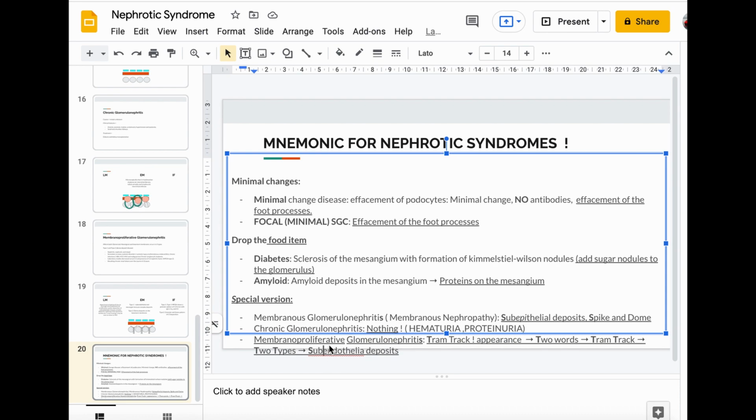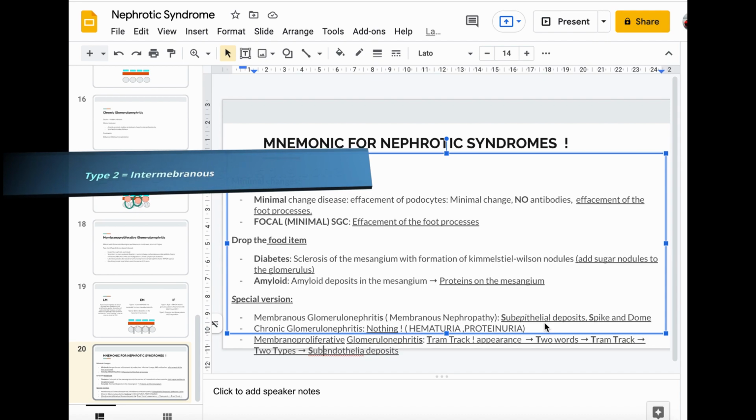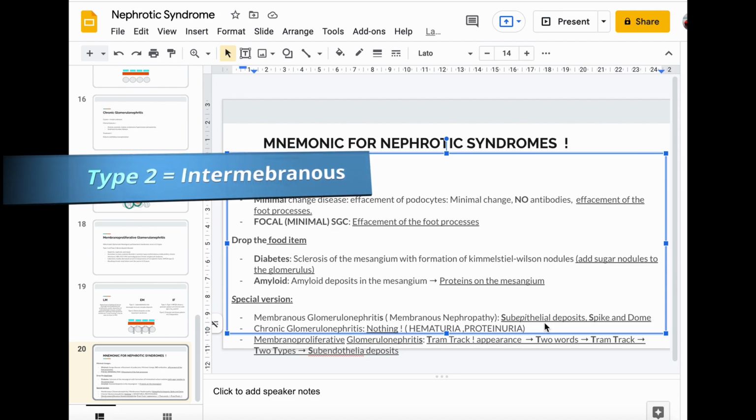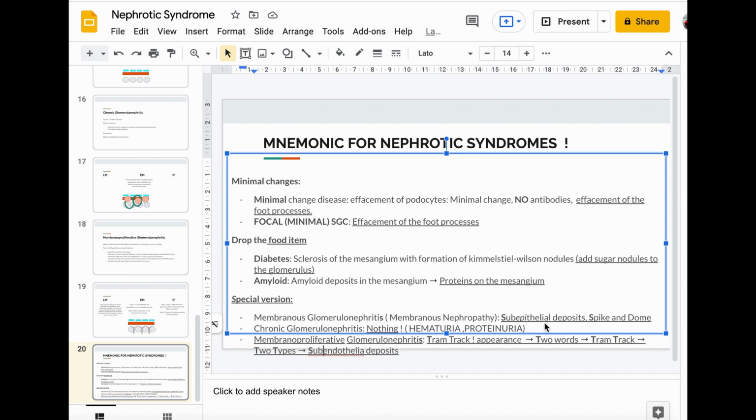subendothelial deposits, and I'll help you guys to also remember that and how to differentiate from subepithelial deposits. I'll help you guys differentiate that as well. What's the catch over here? So yeah, type 1 is obviously going to be subendothelial, and type 2, there's two types like I said. So type 2 is going to be intramembranous. You're going to have autoantibodies that stabilize C3 convertase, which leads to overactivation of complement, inflammation, and low levels of circulating C3.